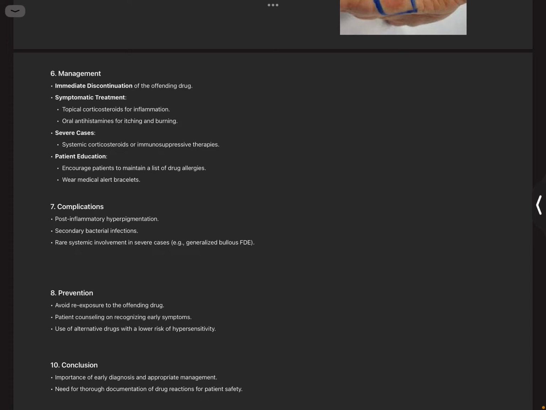Related to complications: post-inflammatory hyperpigmentation, secondary bacterial infection, and rare systemic involvement in severe cases, such as generalized bullous fixed drug eruption. Related to prevention: avoid exposure to the offending drugs, patient counseling on recognizing early symptoms, and use of alternative drugs with a lower risk of hypersensitivity.